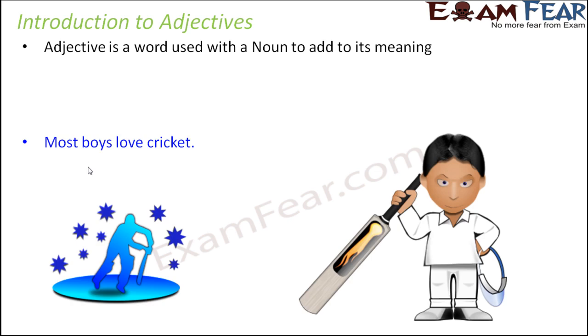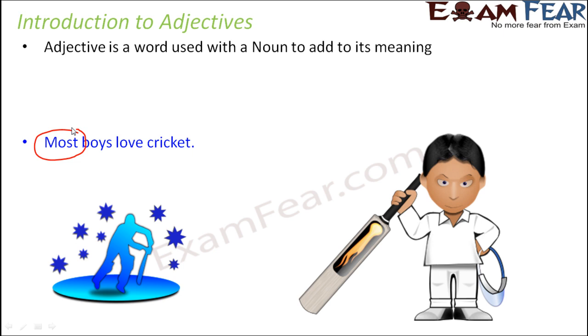Let's look at the third example. Most boys love cricket. So here, which is the noun? So boys is a noun. Cricket again is a noun. So which is the adjective? Now, love is definitely a verb because love is telling what the boys do. So love is specifying an action here. So it is a verb. So we are just left with one more word which is most. So obviously, most is the adjective here. But what does the word most tell us? It tells us how many boys love cricket. So it basically is quantifying the noun. It is telling how many nouns. So that way it is again adding more meaning to the noun.